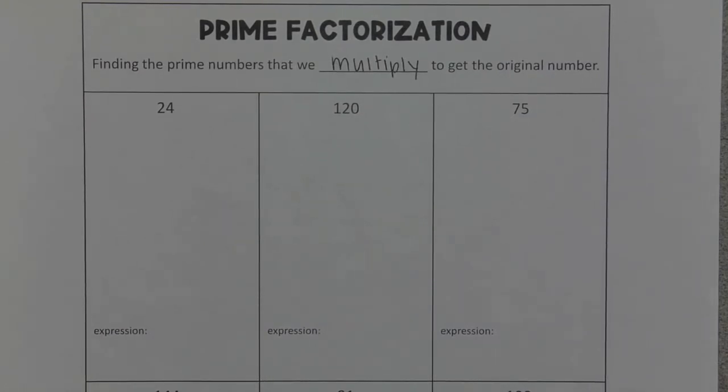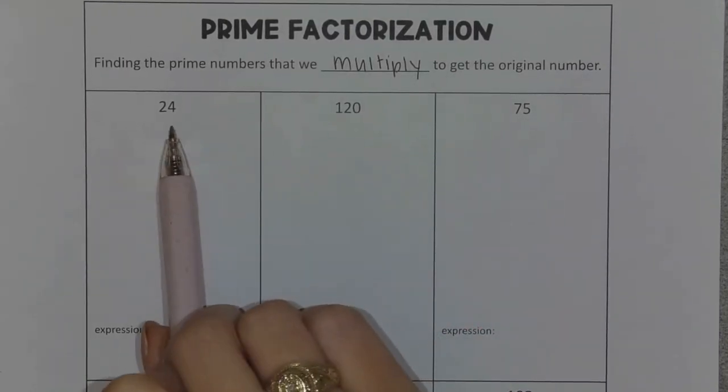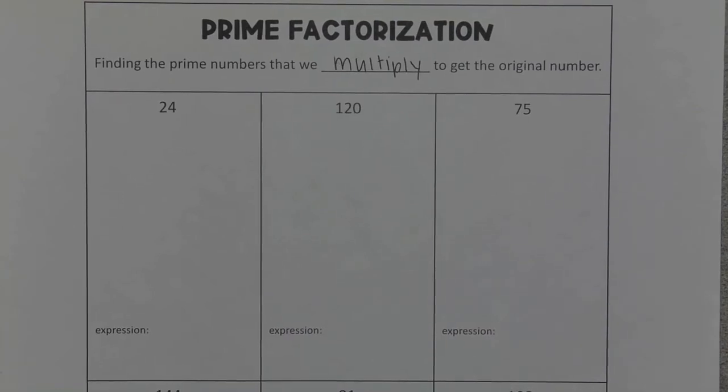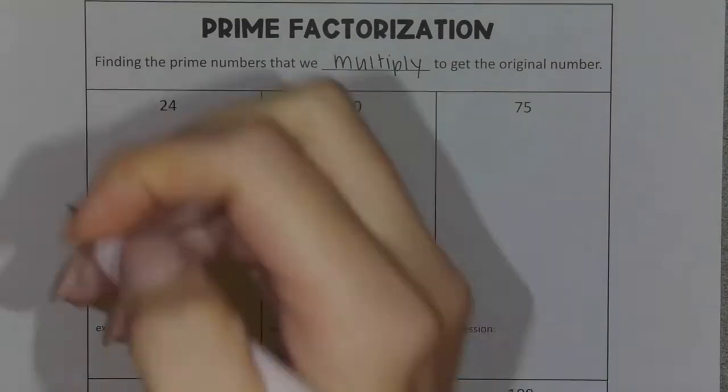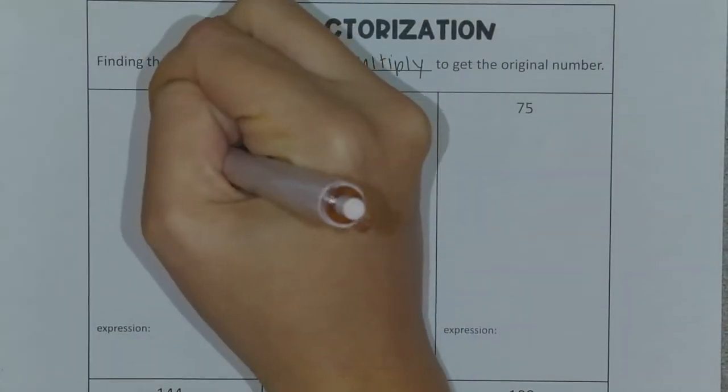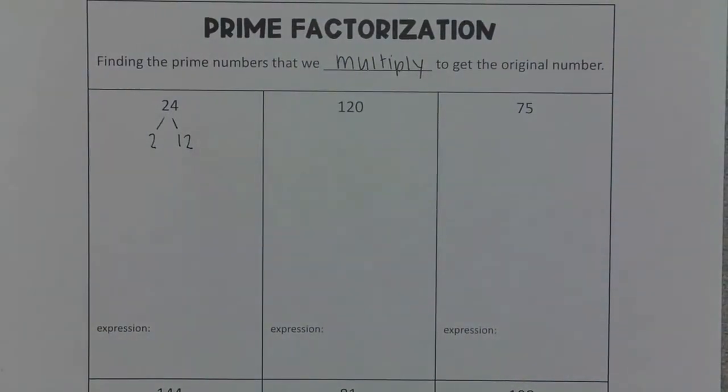So when we do prime factorization, we're going to build what we call a factor tree. So we're going to start with this first problem right here, the number 24. What I'm going to do is find 2 factors that I can multiply together in order to make the number 24. They don't necessarily have to be prime numbers. I'm just trying to come up with 2 numbers that if I multiply them together could give me 24. And the first ones that pop into my head are the numbers 2 and 12, because 2 times 12 would give me 24.